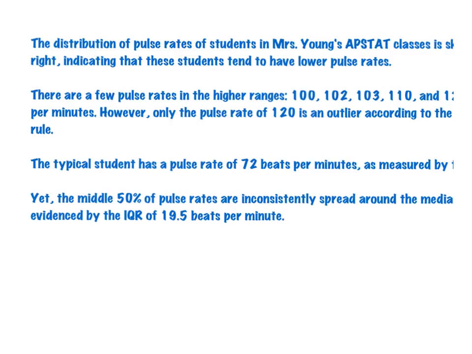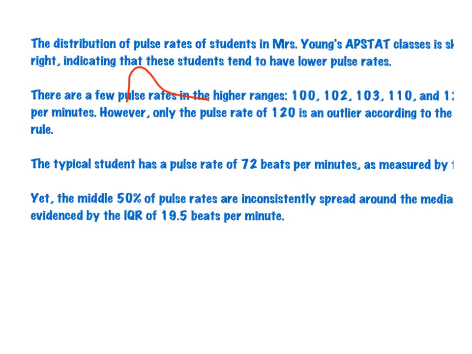And so with that, let's take a look at our description. The distribution of pulse rates of students in Mrs. Young's AP classes is skewed to the right. Notice that I've used the variable name here, pulse rates of students in Mrs. Young's AP Stats classes. I've shown you the shape is skewed to the right, indicating that these students tend to have lower pulse rates. This is saying that the bulk of the pulse rates are on the left-hand side, and so that's why I can talk about this tendency for lower pulse rates here.